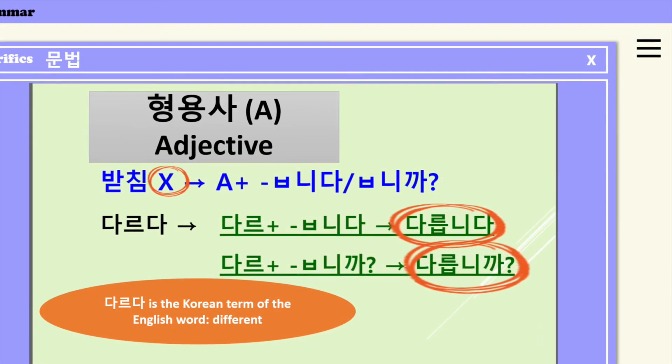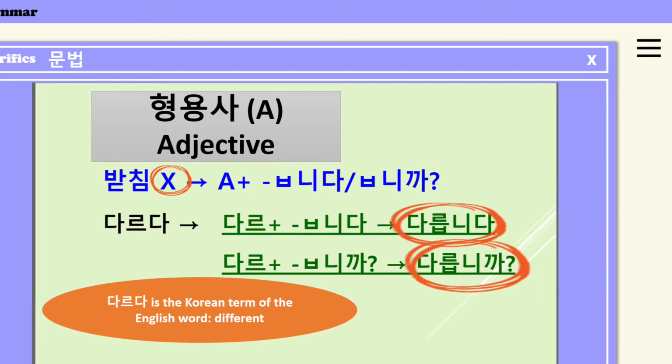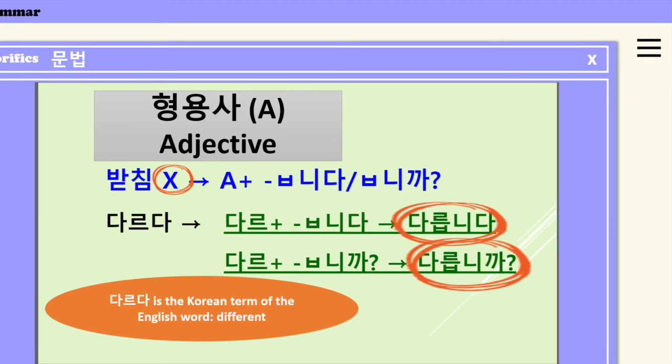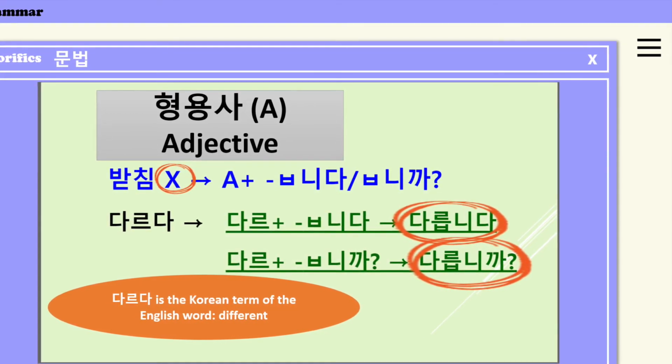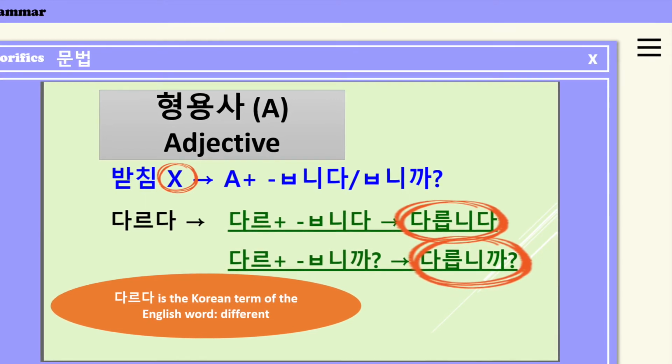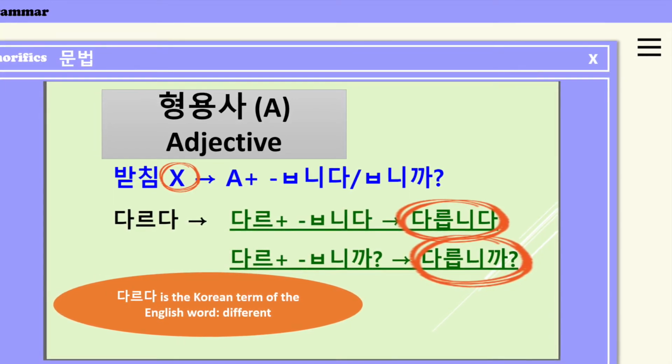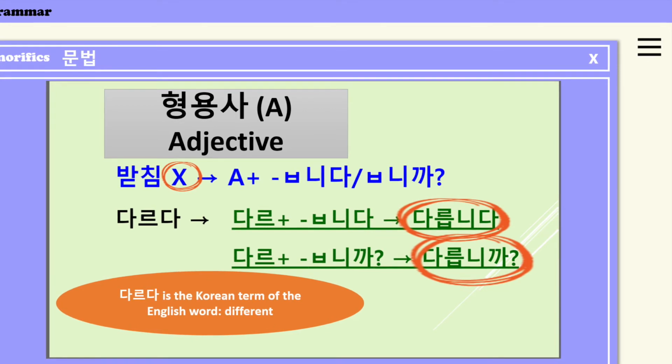다르다 is the Korean term for the English word different. We don't see a patchim here, so patchim 없으면 we use ㅂ니다 or ㅂ니까. So we say 다릅니다. 다릅니까?